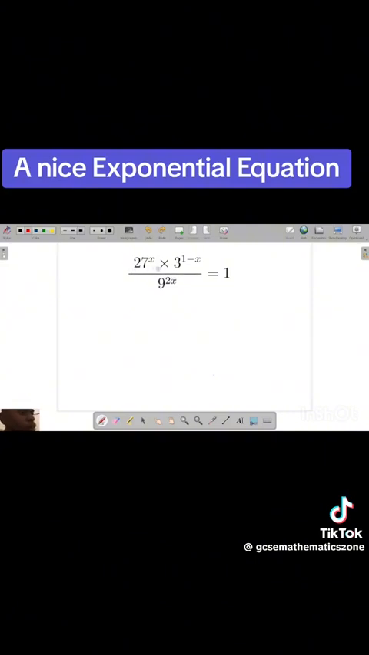Okay, so to solve for x, first of all, you can see that 27 is the base and x is the power. 3 is the base and 1 minus x is the power. Same as this one, 9 is the base and 2x is the power. So for us to solve this equation, we need to rewrite 27 and 9 to the smallest base. We can see that 3 is the smallest base.